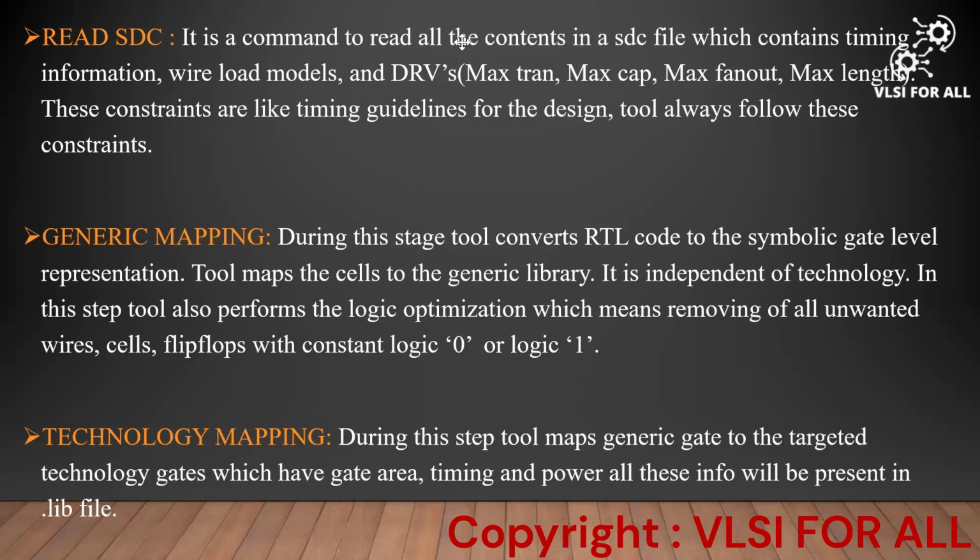Okay, thank you. In technology mapping, the tool maps the generic gate-level netlist to the technology file which we give, according to the technology we are working with. It will apply the timing, power, or area constraints present in this particular lib file. According to that, the generic gate-level netlist will be mapped to the technology, which means it applies some constraints to the generic gate-level netlist in the technology mapping stage.